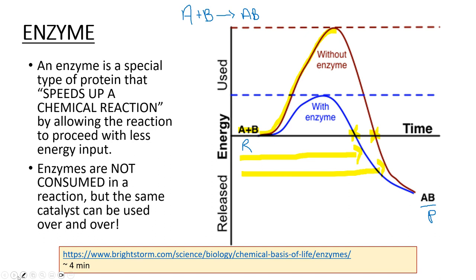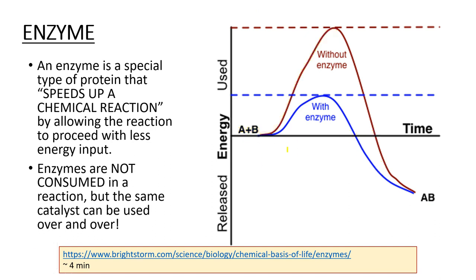The other thing that I want you to notice is the height of the reaction without an enzyme versus the height of the reaction with an enzyme. Now, over here on the y-axis, we're looking at energy. So you can see that a non-enzymatic reaction, the red line, requires more energy than the reaction with an enzyme. With an enzyme, the peak doesn't go as high, so it doesn't require as much energy.